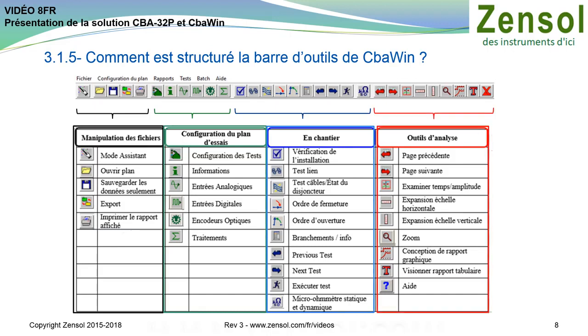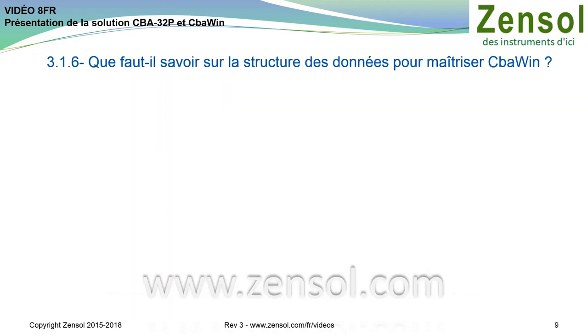What do you need to know about data structure to master CbaWin? This slide is important for understanding the principles underlying the processing of signals recorded during opening and closing operations. Once the test is complete, the signals are instantly transferred to the computer and displayed on your screen. Synchronization signals are available as raw data in files ending in WD. These files, which must be saved absolutely, contain your test signals.